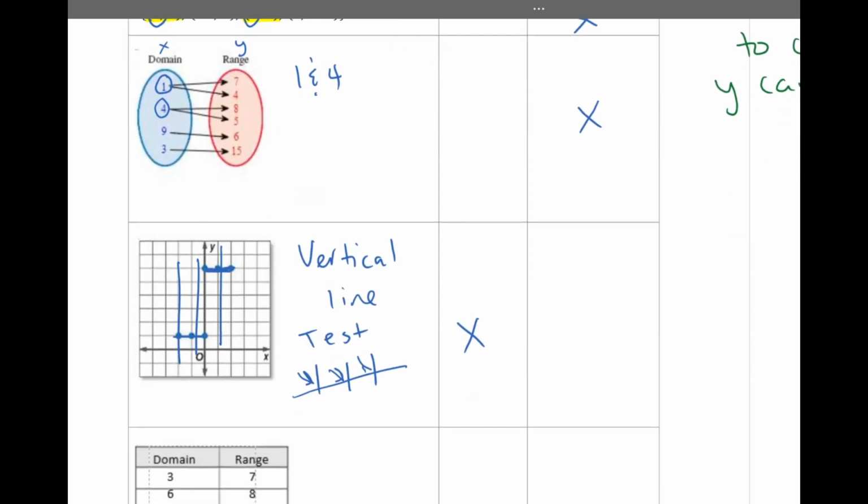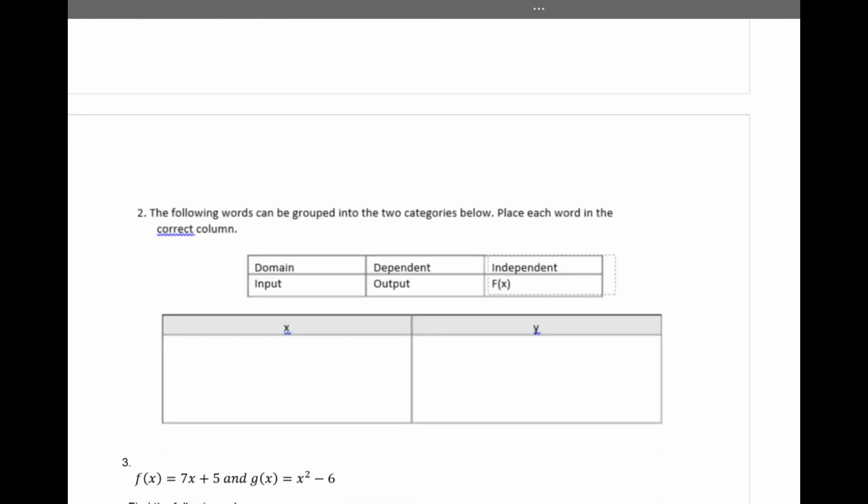Alright, you guys figure out if this is a function or not. Okay? Again, you will not be able to get full credit if this is not correct. Alright, let's move on to number 2.